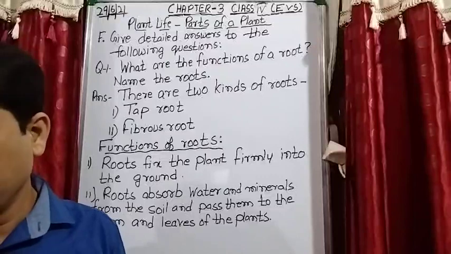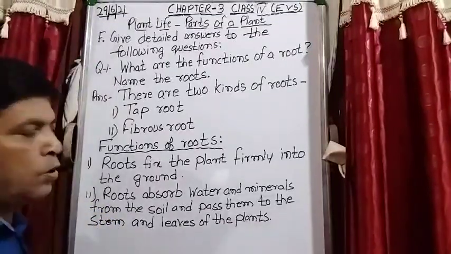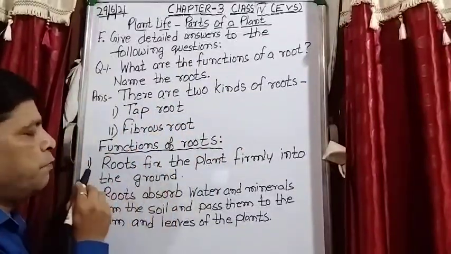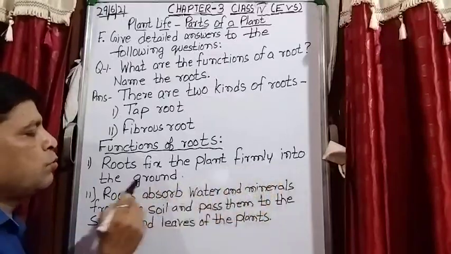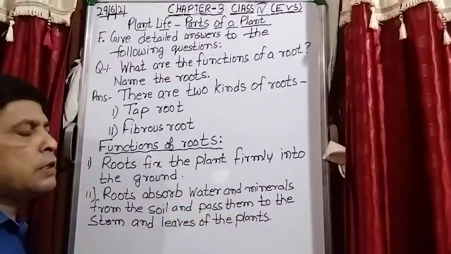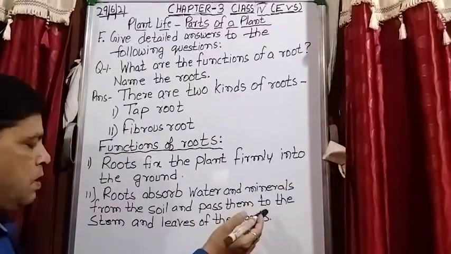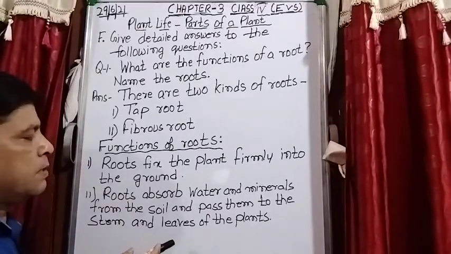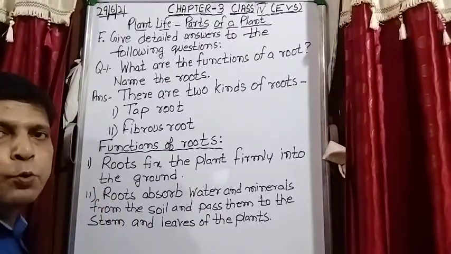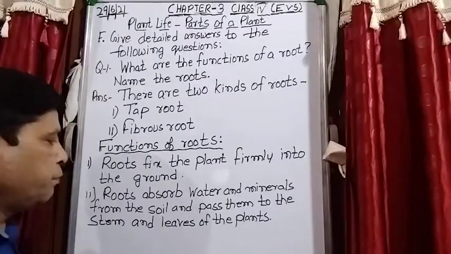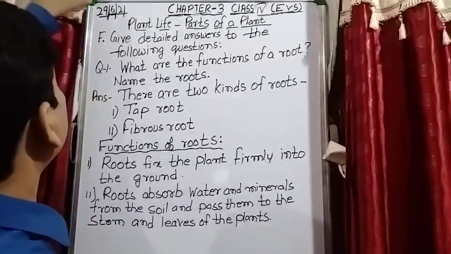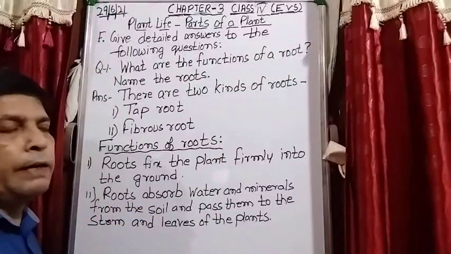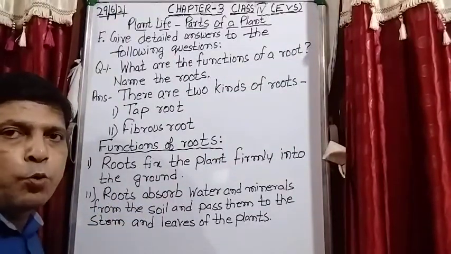So student, what is the function of a root? There are two kinds of root: taproot, fibrous root. Function of root: first is root fix the plant firmly into the ground. Root absorb water and minerals from the soil and passes to the stem and leaves of the plant. So this is not a complete answer. We have written two functions of root, two more functions we will write in the copy. So first of all, you can take a screenshot. And after that I will rub the board and I will write next 2 points.